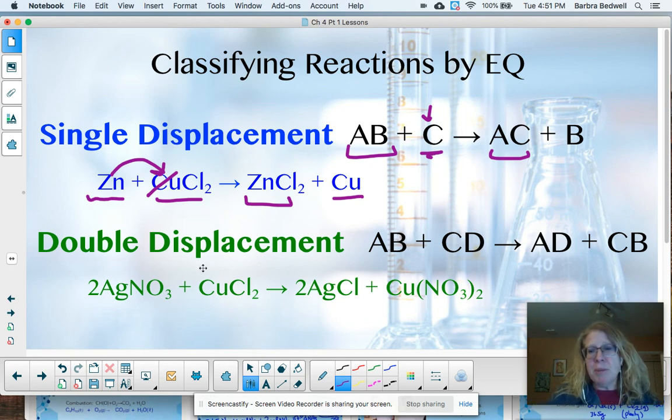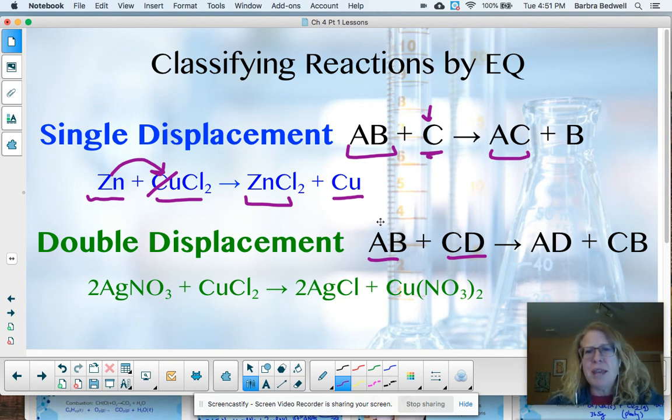Double displacement is a little more complicated looking, and in fact, it can look quite complicated. But usually with double displacement reactions, the hallmark of this is that you've got a compound and another compound, and they're switching partners. It's almost like a FOIL, right? Like first, outside, inside, last.